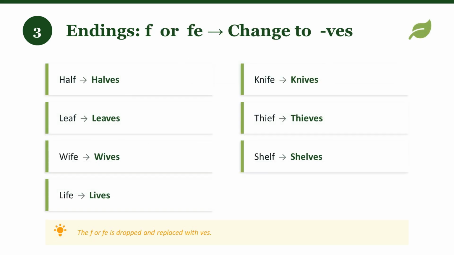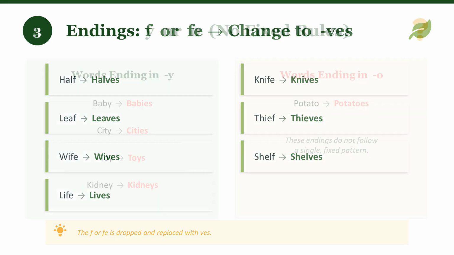Rule number 3. When a noun ends in the letter f or the letters fe, we drop the f or fe and add ves to make it plural. For example, half becomes halves. Knife becomes knives. Leaf becomes leaves. Thief becomes thieves. Wife becomes wives. Shelf becomes shelves. And life becomes lives. So remember, if you see a word ending in f or fe, replace that ending with ves.